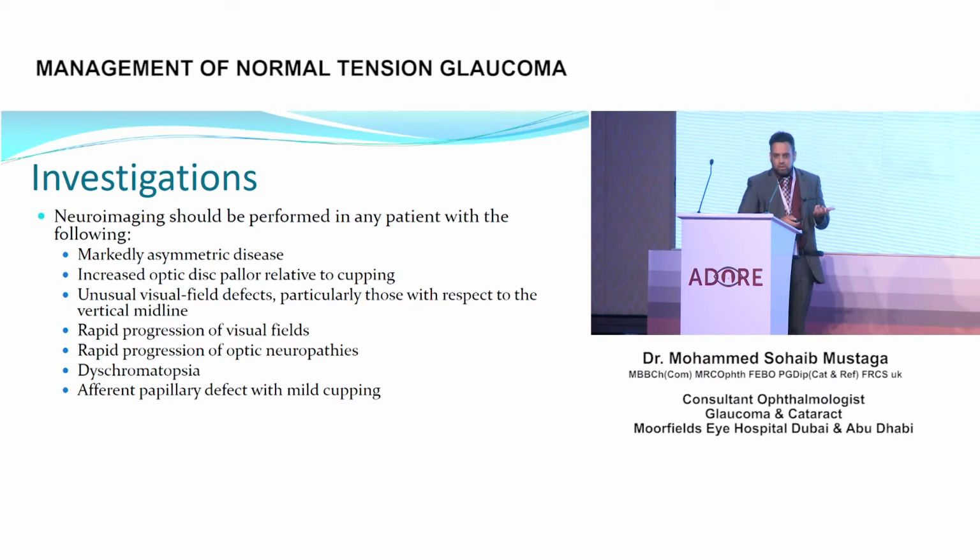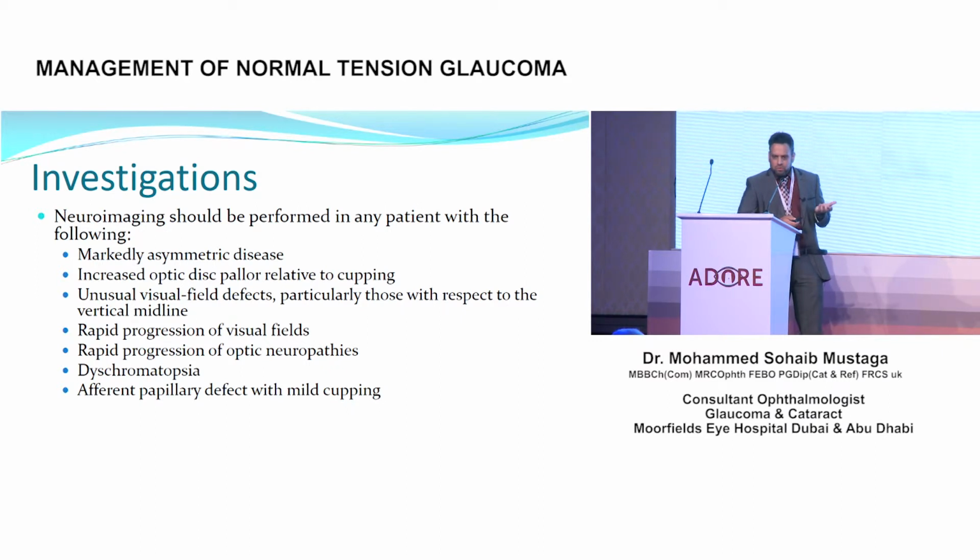Now, when we see a patient with normal tension glaucoma, it is a knee-jerk reaction for us to investigate them with an MRI. I think it is important to say that it should be considered, but it shouldn't be done in every single patient. You really need to look for whether there is markedly asymmetric disease. So if one cup is like 0.9 and the other is completely normal, well, then maybe something else is going on. Increased optic pallor relative to the cupping. Unusual visual field defects, especially if they're respecting the vertical midline. So then you are actually thinking of any neurological condition or a space-occupying lesion that may be causing that.